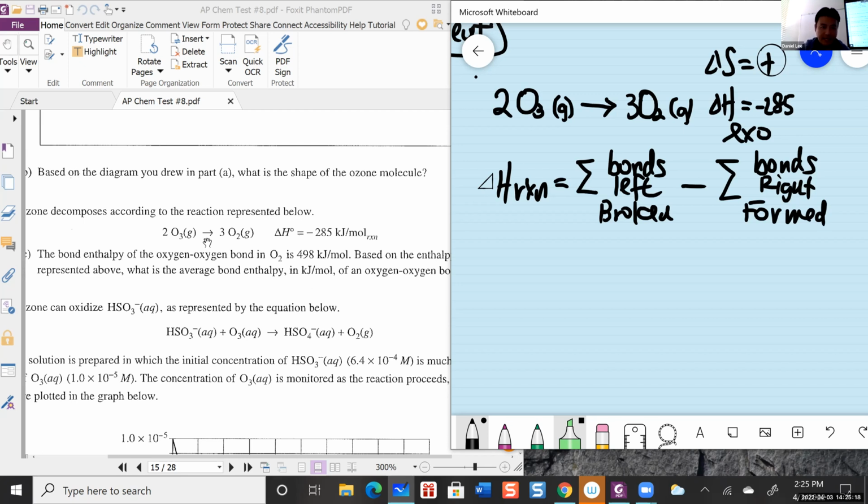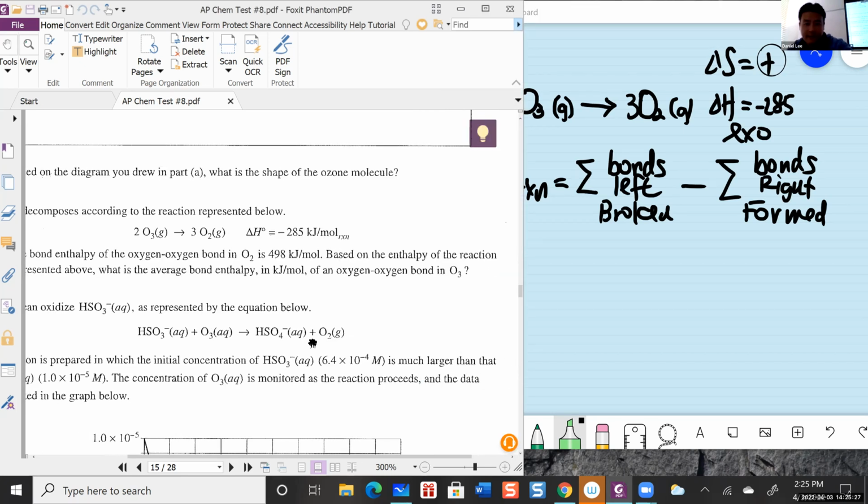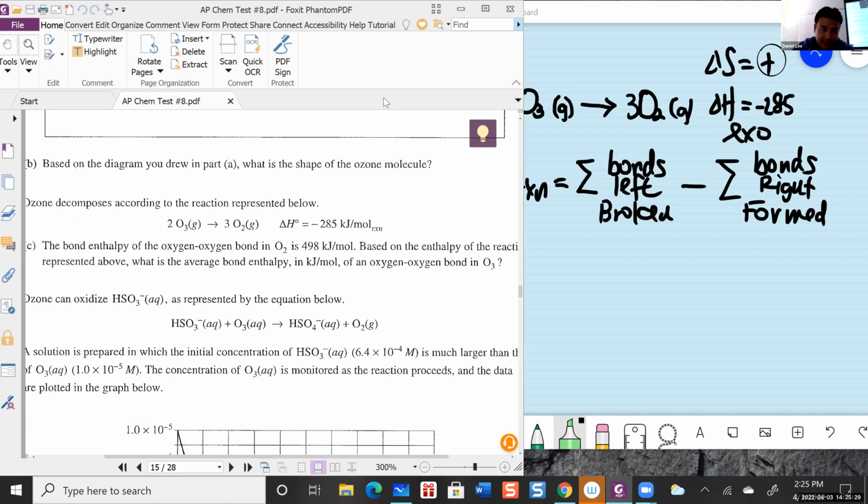So when you give them bond energy or bond enthalpy, it is this, okay? So that's that one. So it has to do with this. And it's exothermic. So the question is, okay, if you read the question here, let me just highlight them. So the bond energy of OO in O2 is 498. They give you the one in oxygen. Based on enthalpy of the reaction, so based on the delta H, negative 285. What is the average bond energy of the oxygen bonding in O3, the average one?